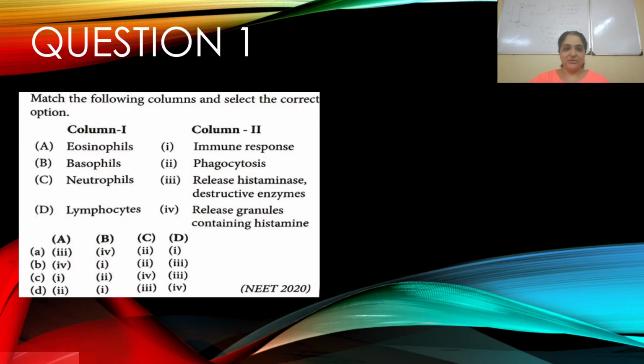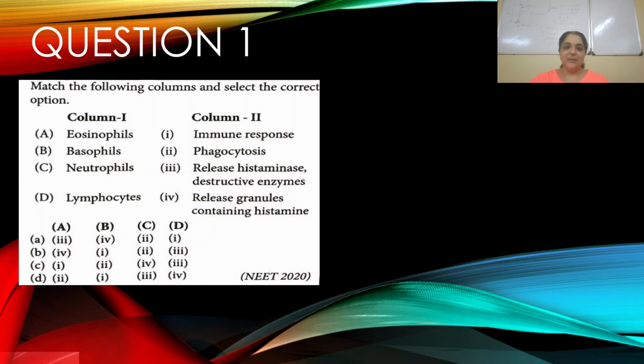Question number 1. Match the following columns and select the correct option. So you have column 1 over here, and you have column 2. And you have your options A, B, C, D and 1, 2, 3, 4, and you have to match the columns. So I would suggest you pause the video now and write down what you think is the right answer and then come back to this video.